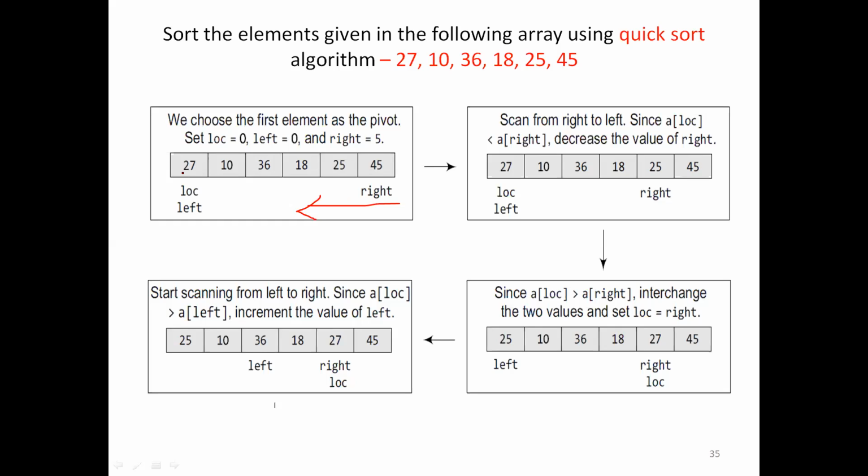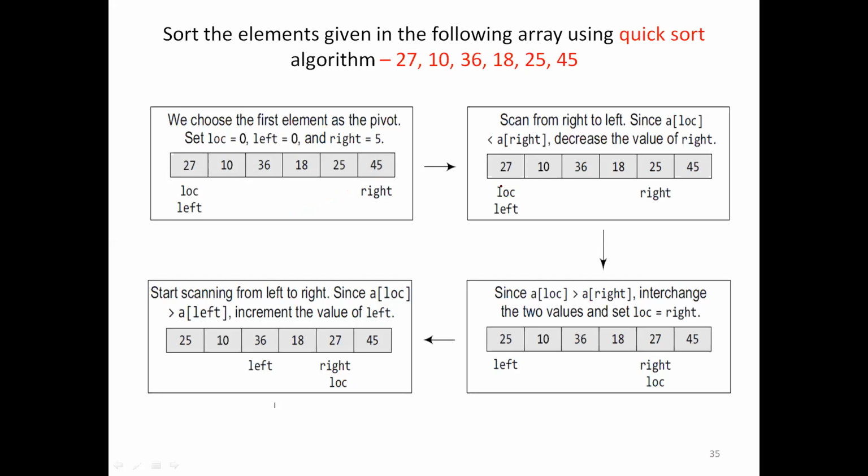So when I compare 27 with 45, I told you I'm going to scan from right to left. Remember, from right to left, the pivot should be greater. If it is greater, we have to do swapping, you remember. So I'm comparing 27 and 45. 27 is lesser than 45, so the pivot is not greater. So I don't need to do swapping.